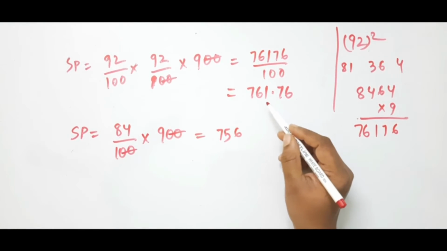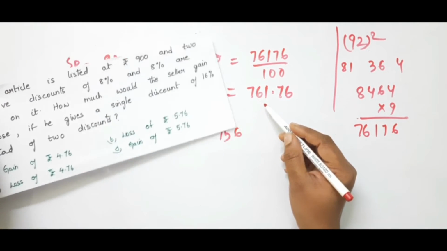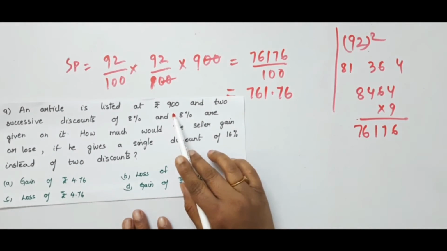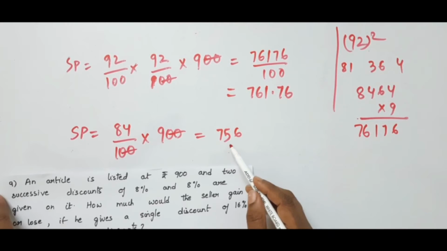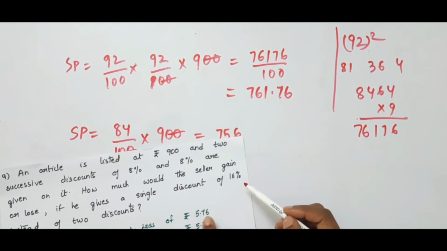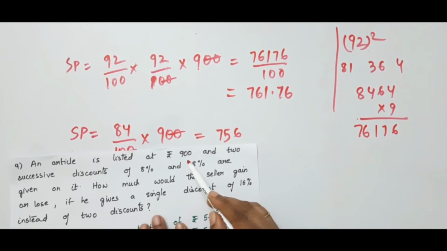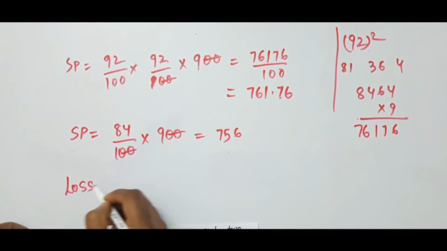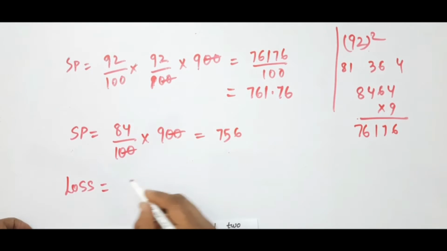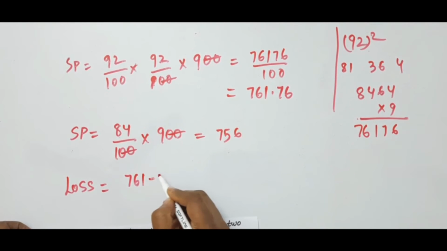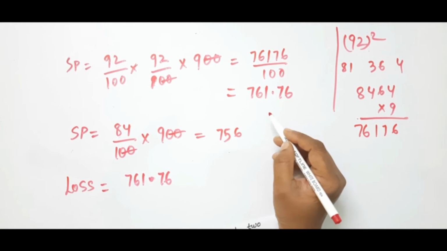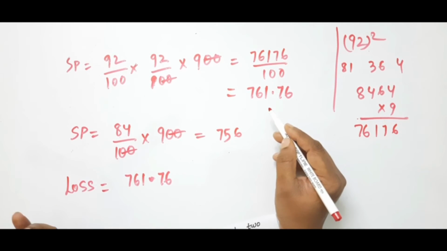If you observe, this selling price with two successive discounts, 8% and 9%, we got the selling price less than the market price. And similarly, with single discount 16% also, we got a selling price which is less than the market price. So definitely there is a loss. So he got a loss. Loss is nothing but subtract this value, 761.76. As this selling price is less than market price, he got a loss. If the selling price is more than the market price, he got a gain.